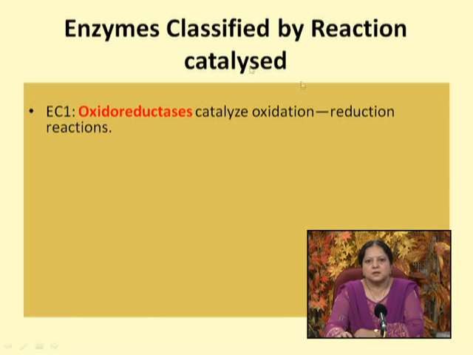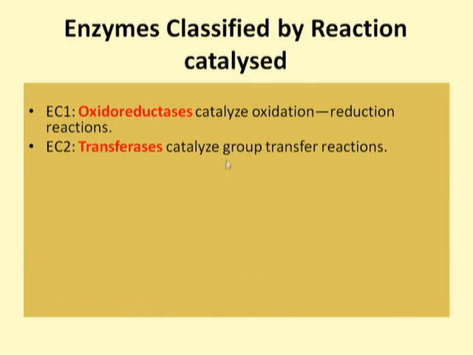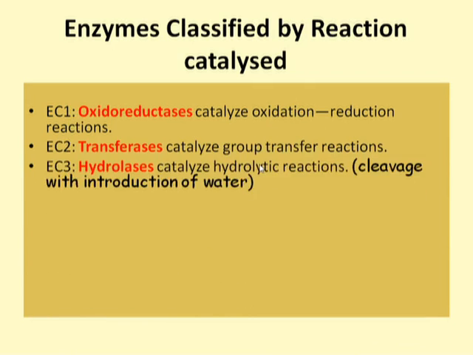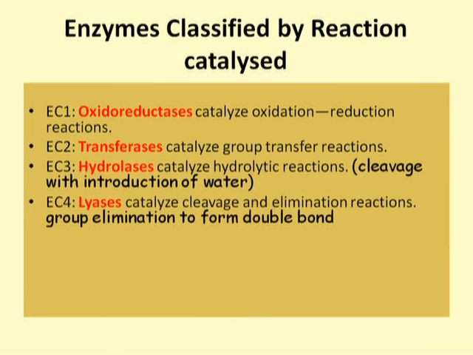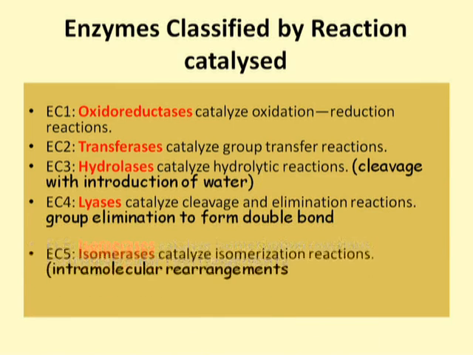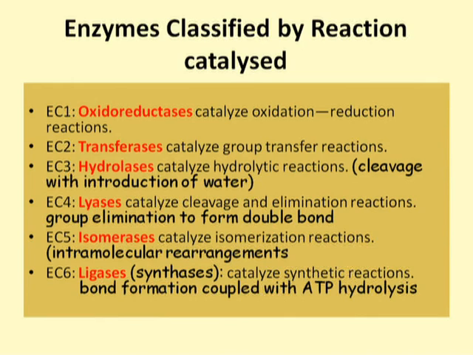So all oxidoreductases, catalyzing oxidation or reduction reactions, belong to class 1. EC2 is transferases, that is group transfer reactions. EC3 is hydrolases that catalyze the hydrolytic reactions. EC4 is lyases, EC5 is isomerases, and EC6 is ligases. And I would advise students to remember these broad classes of enzymes in the particular order, because this order gives you the first digit of the group to which the enzyme belongs.